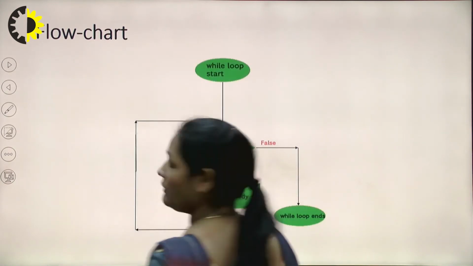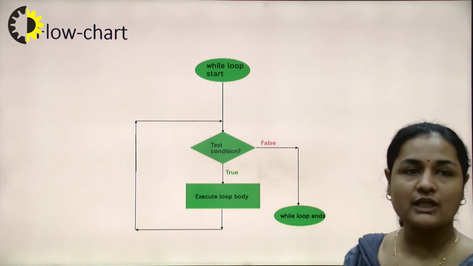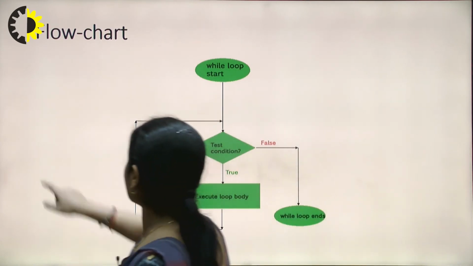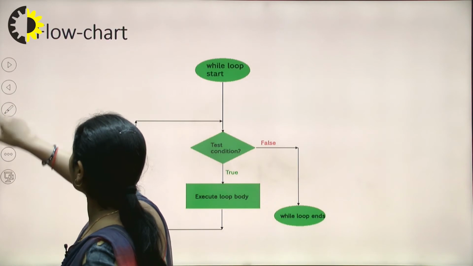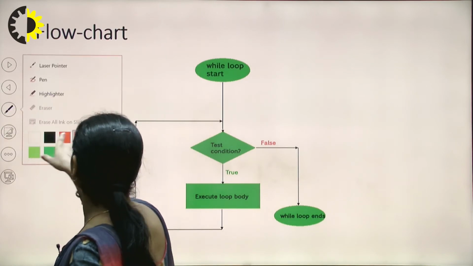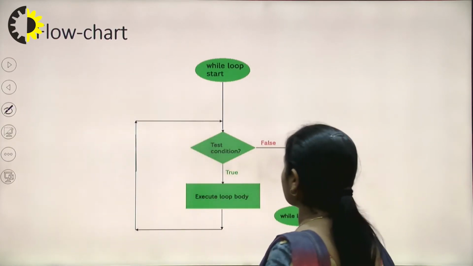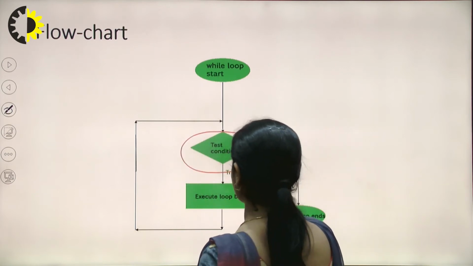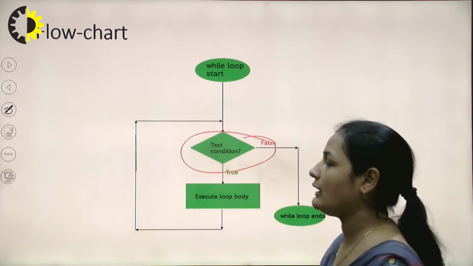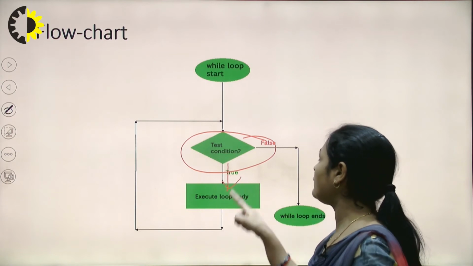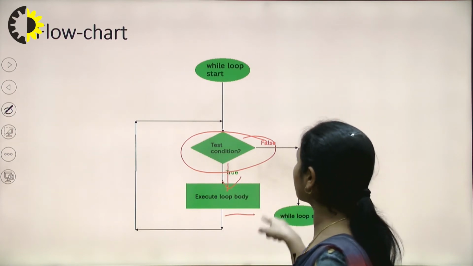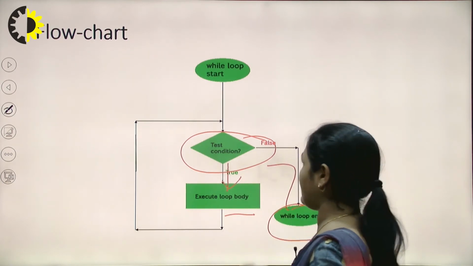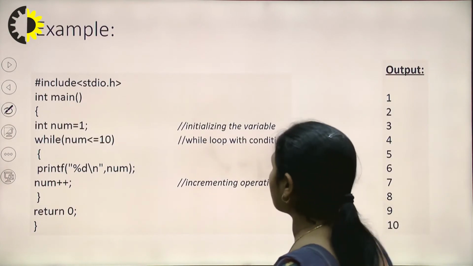This is the flow diagram, the flowchart, of the while loop. The while loop starts, and after that we test the condition. If the condition is true, the body of the loop is executed, and if the condition is false, the loop ends.